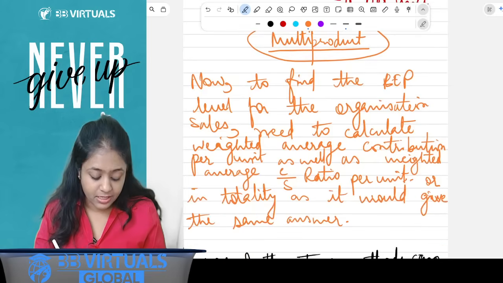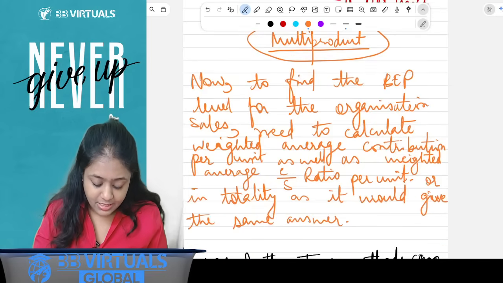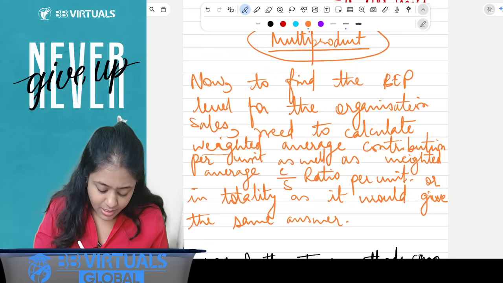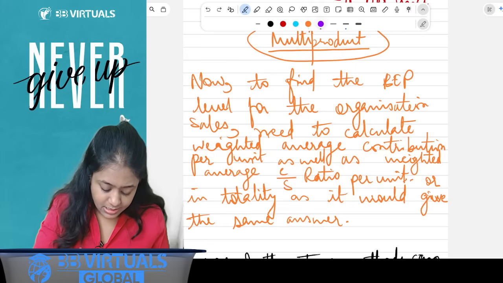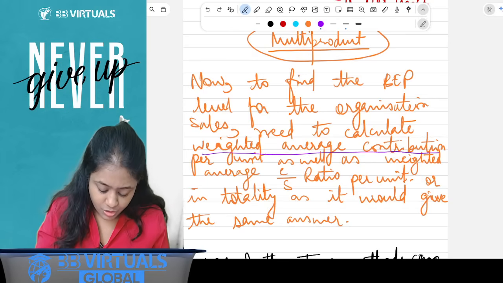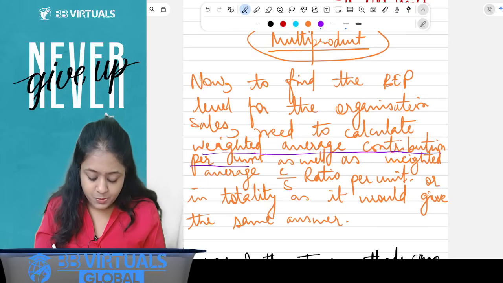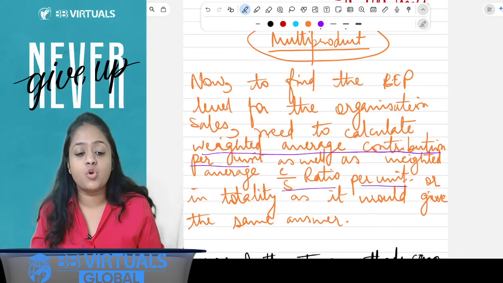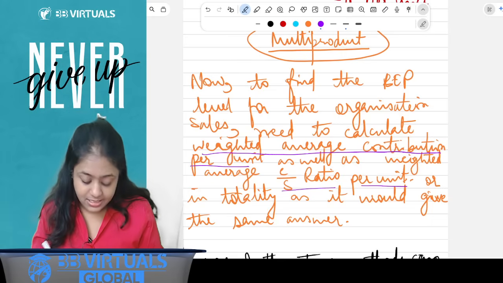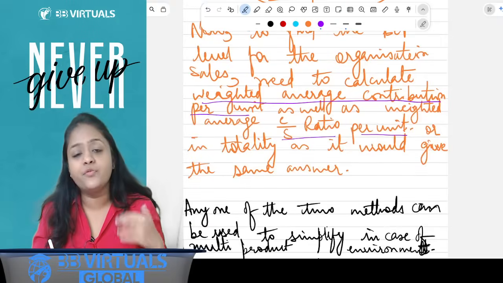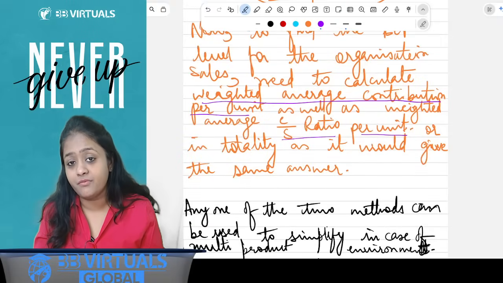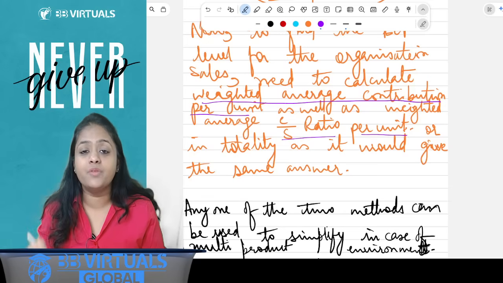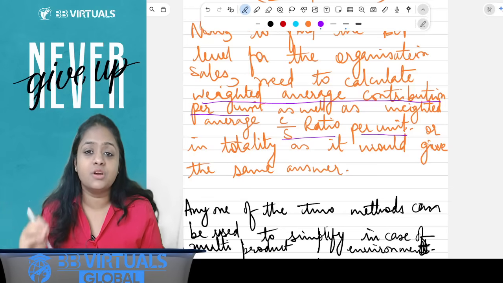Now in a multi-product environment, to find the break-even point level for the organization's sales, there is a need to calculate the weighted average. So there is a need to calculate weighted average contribution per unit as well as weighted average CS ratio per unit. These two things we require. In fact, when we have the multi-product environment, we apply weights, and the weights are the quantities or the ratio in which the goods are going to be sold for each of the products.